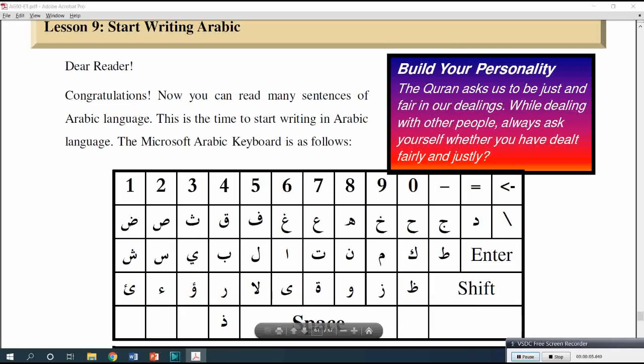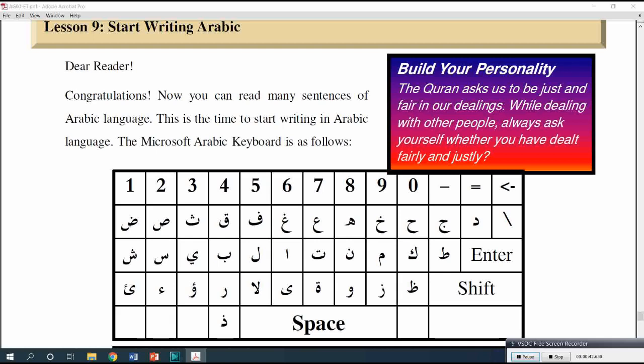Today our topic is start writing Arabic. Before this, just for our personality development, the Quran asks us to be just and fair in our dealings. While dealing with other people, always ask yourself whether you have dealt fairly and justly or not. So just ask the question of yourself. I'm asking about myself.